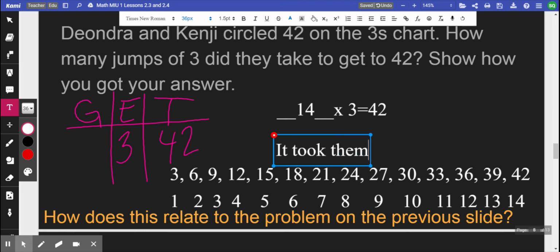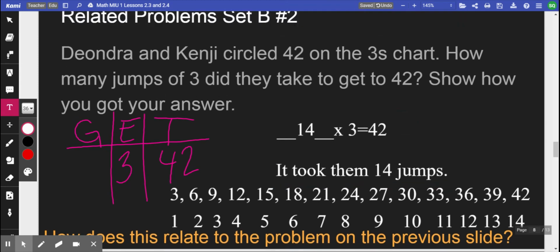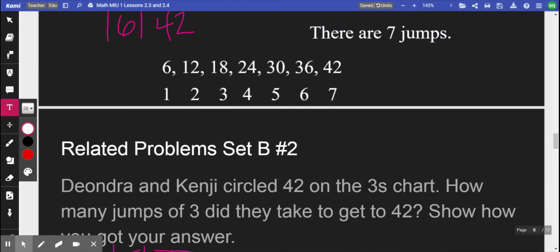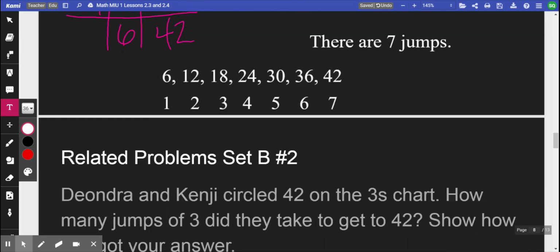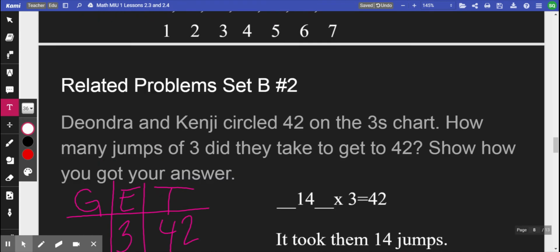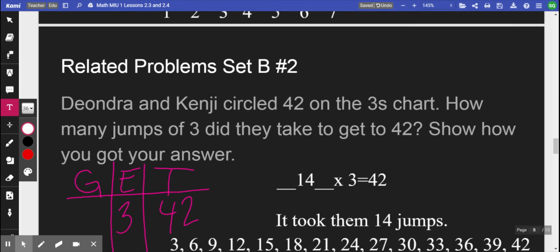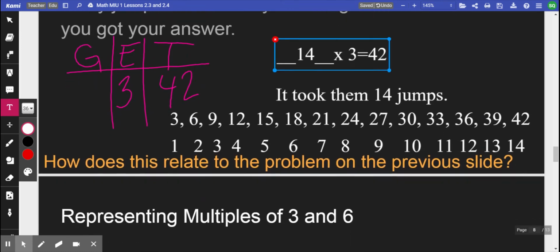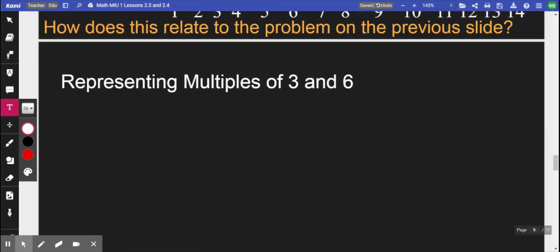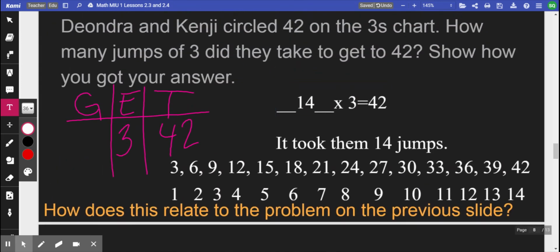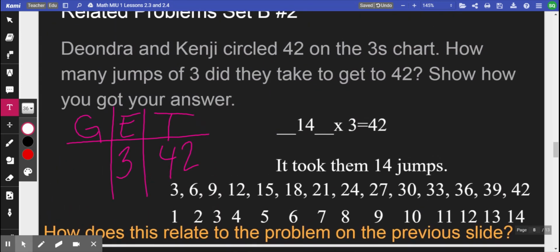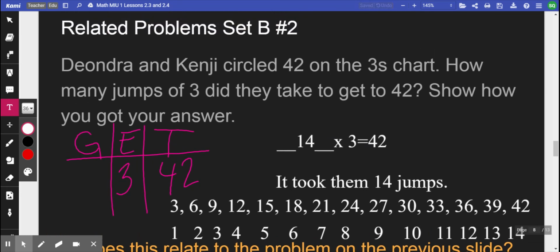Took them 14 jumps. So this time, my answer, the product, was the same. And 6 was a double of 3. And then this other number swapped places and it was a double. Interesting. So I could use that to help me solve that and to double check it if I wasn't sure.